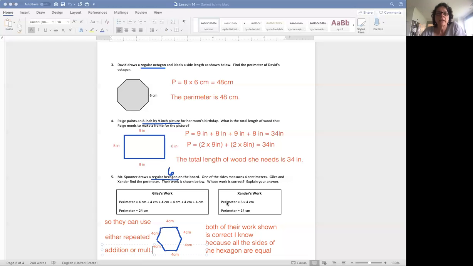All right, boys and girls, and that's really finding the perimeter of regular polygons and also rectangles, where not all the sides are equal, but they have 2 sets of sides that are equal.